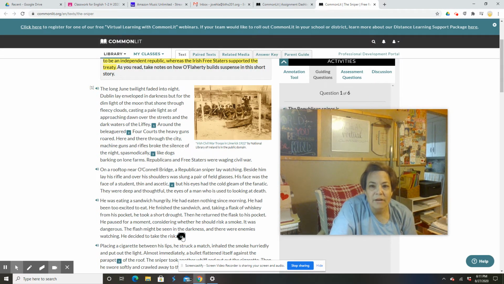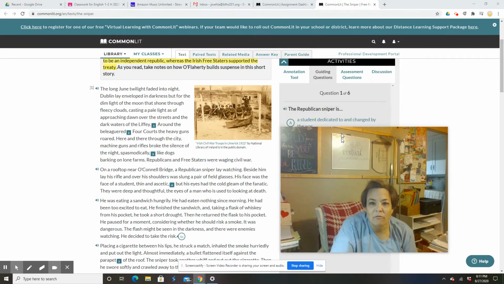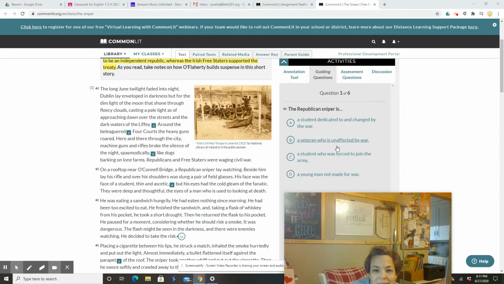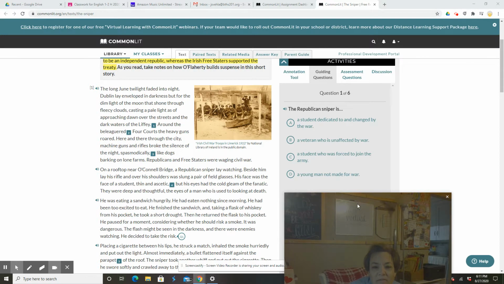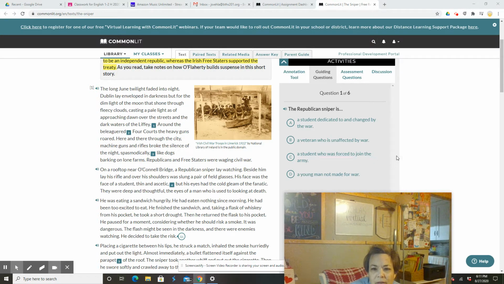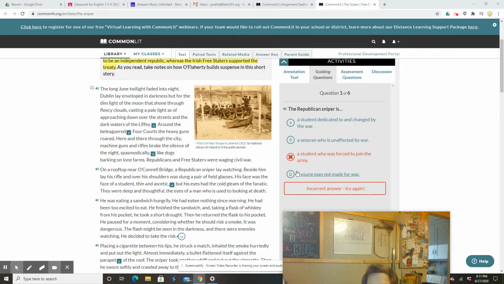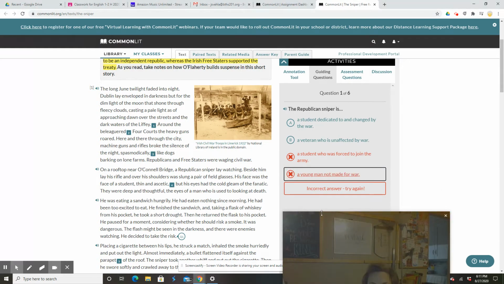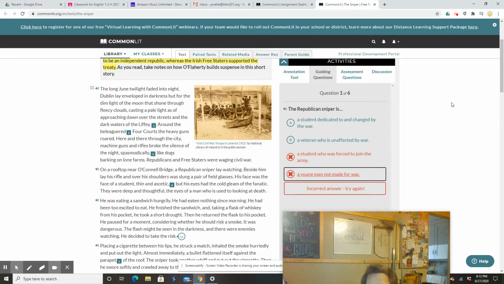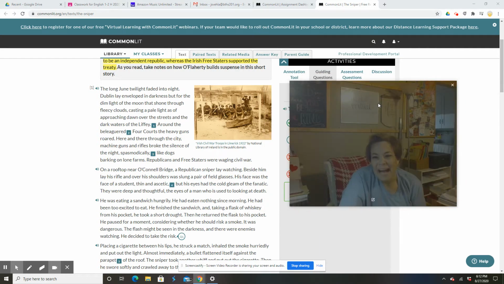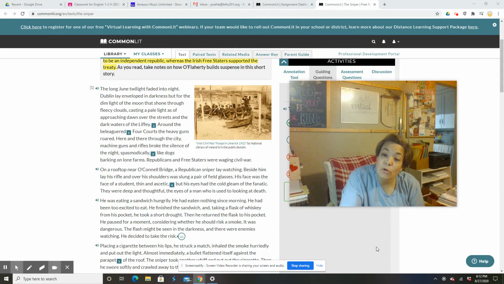And these guys over here are going to bring up a question. So let me move myself. It'll say, "The Republican sniper is," and then you'll have to answer the question. Oh, I was wrong. It says incorrect. Try again. So I'm going to try again. There we go. Oh, I'm incorrect again? Oh my goodness. Now I got it correct. I knew that was the correct answer. I just wanted to show you that you can do it several times if you get incorrect answers.